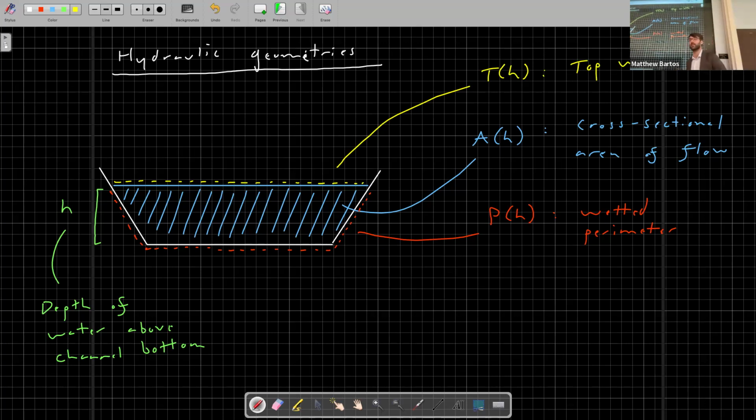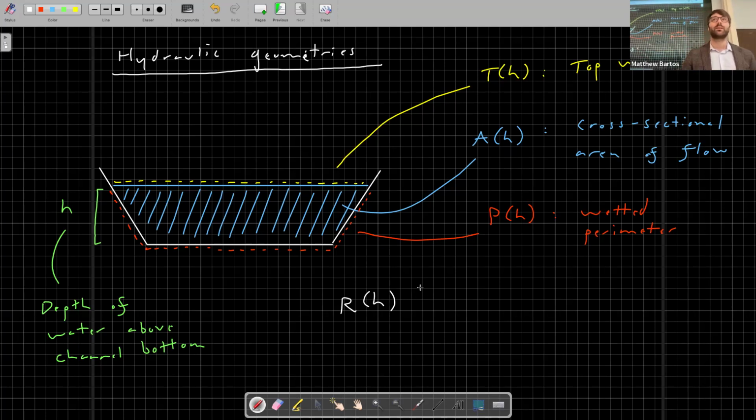So this is going to come into play when we start talking about the energy equation and different types of flow. We'll be talking about subcritical and supercritical flow. The top width is an important parameter for differentiating between those two types of flow. And then there's a final parameter that we need to know.